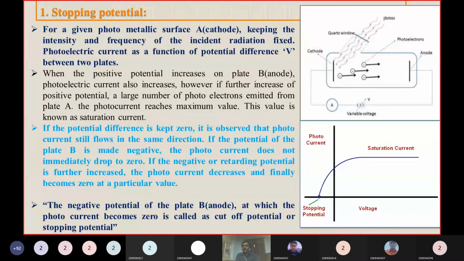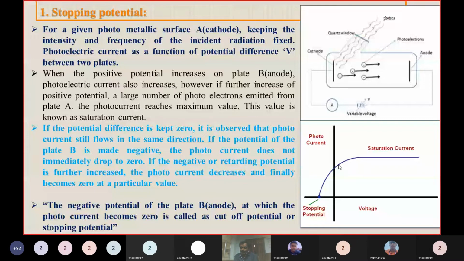If you increase the potential difference, the photocurrent increases up to a particular value. After that, if you increase the voltage further, the photocurrent will become constant.